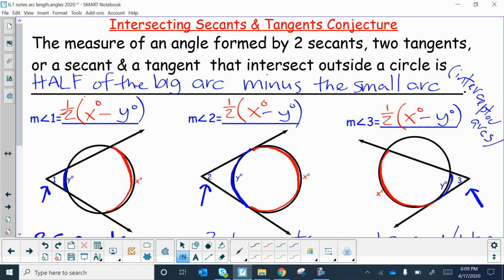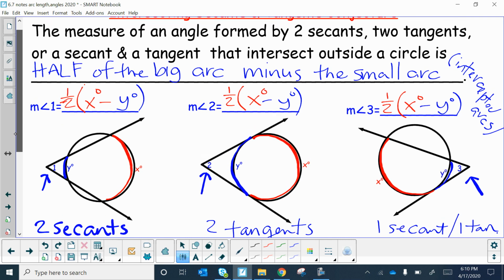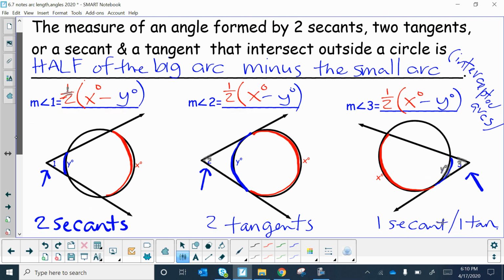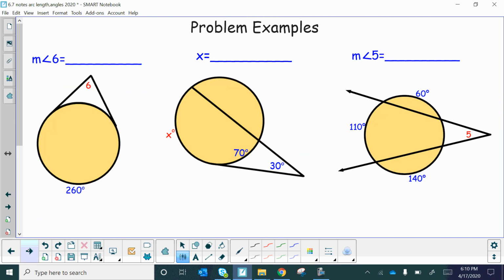All right, so now let's put these to use on some problems, and they can get pretty tough because it starts to look a little confusing with these circles. But it's the same formula for all 3. So let's put that to use with this first one. What's the measure of angle 6? So you'll notice we have 2 tangents. This is a tangent, and this is a tangent.